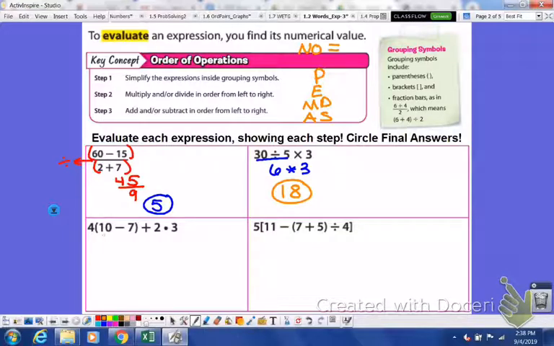4 times quantity of 10 minus 7 plus 2 times 3. Parentheses, or our grouping symbols, come first. And we have different types of grouping symbols in the note there for you. Make sure you go back and check that out. So our 10 minus 7 gives us 3, making a couple mistakes here, 4 times 3 plus 2 times 3.